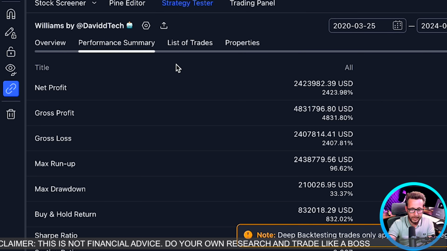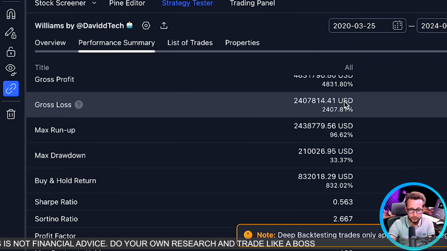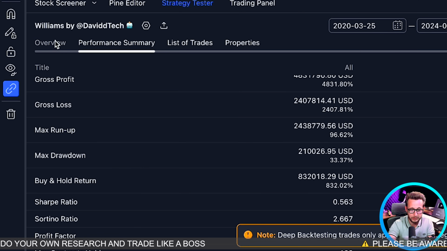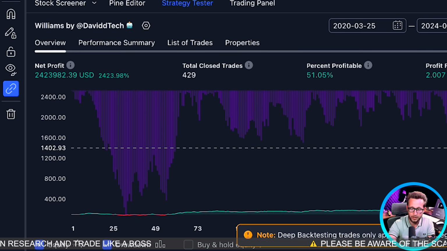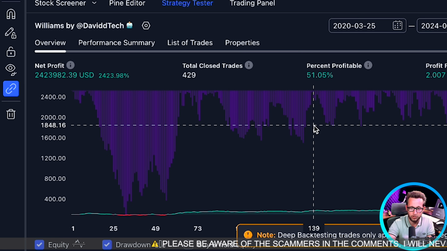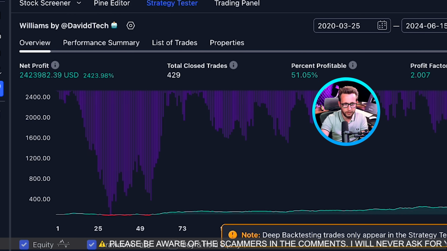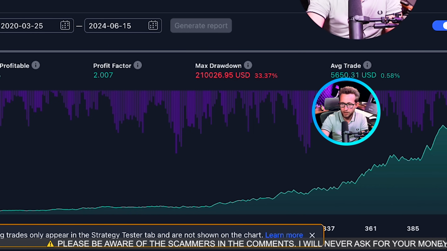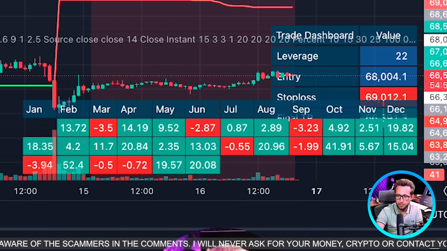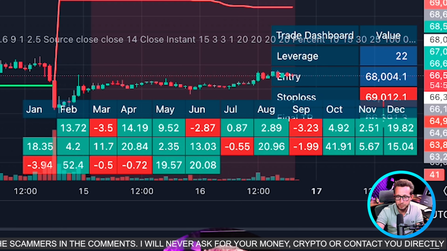Let's have a look again at the buy and hold all the way back to 2022. If you would have bought and held, you would be up 832%, meaning if you would have purchased here, you'd be up that amount. But this trading strategy is 2,423%, so we absolutely smashed the buy and hold rate. The equity curve looks extremely healthy, and we have our table here where there's some red months, mainly green months, but there are red months in there, so it looks pretty healthy too.